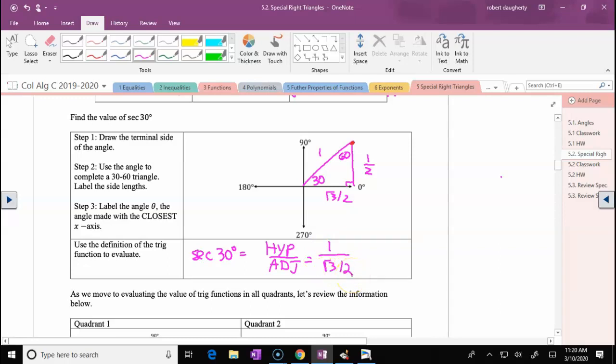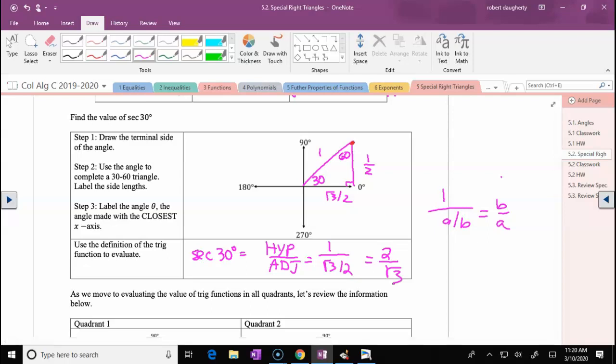Instead of writing 1 over a fraction, how can I write that? If you had 1 over a over b, how can I write that? It's b over a. It's the reciprocal, okay? So 1 over the square root of 3 over 2 is just 2 over the square root of 3. So that is the secant of 30 degrees.